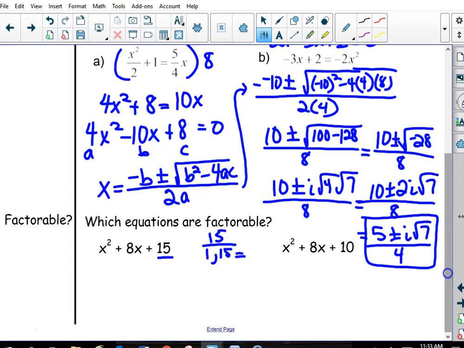When I add those, I get 16. And I also get 3 and 5. When I add those, I get 8. So this is totally factorable: x plus 3, x plus 5.